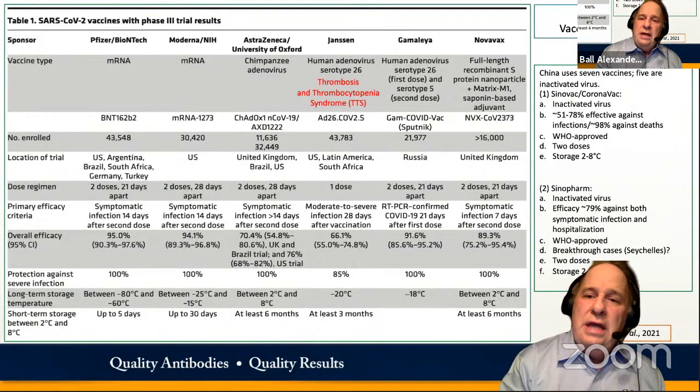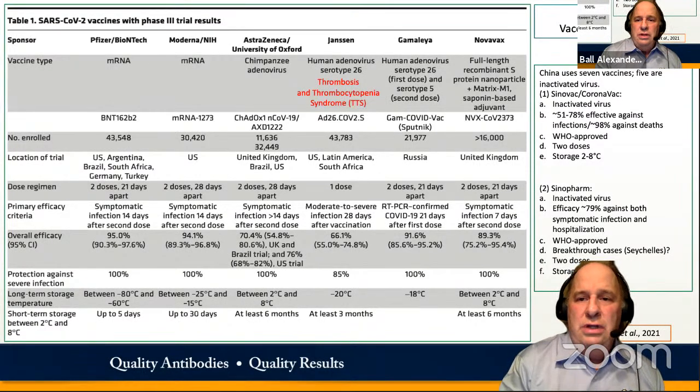Some very recent data came out on the Novavax vaccine. So this is a recombinant S protein nanoparticle plus with a matrix and an adjuvant. This one's 2 doses, 21 days apart, high efficacy, 100% protection against severe infection. And the nice thing is it can be stored at 2 to 8 degrees. Actually, some data just came in saying that this number is about right, about 90%.